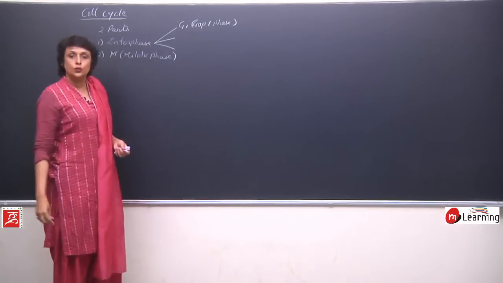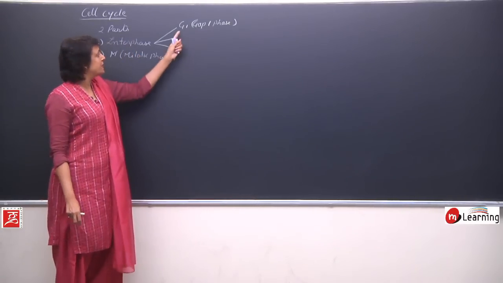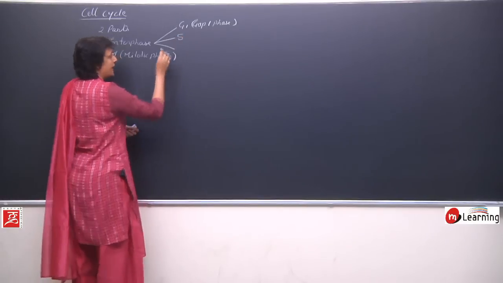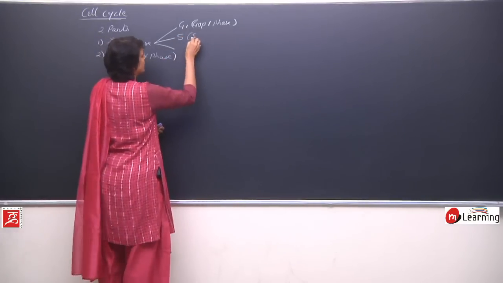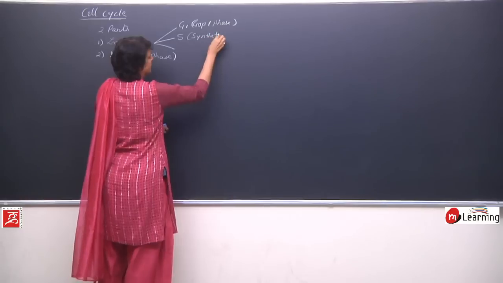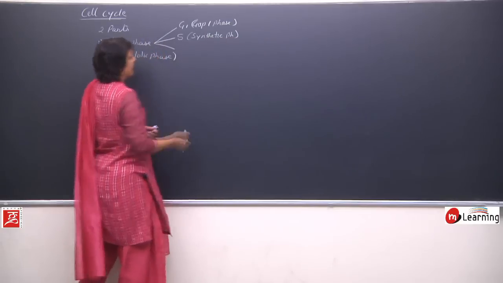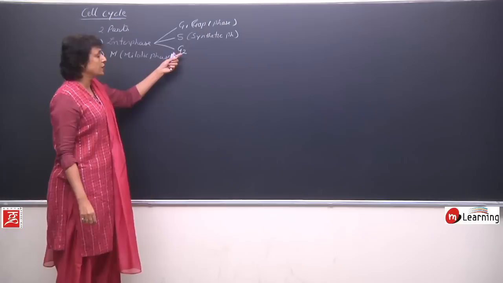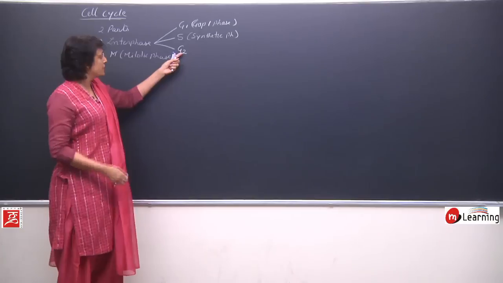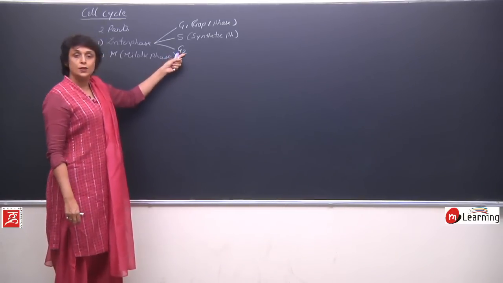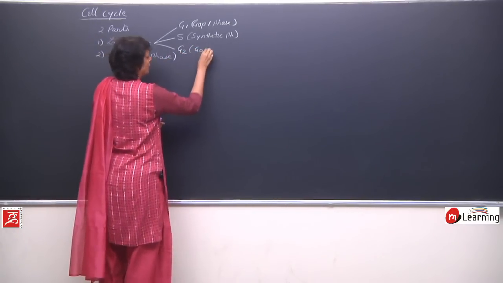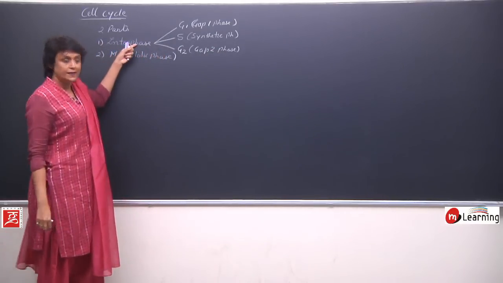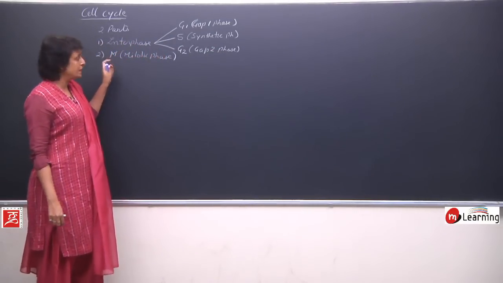Actually, during this phase growth takes place, so it is also known as a growth phase, but G does not stand for growth here, it stands for gap. The next subphase is known as S phase. S stands for synthesis or synthetic phase. And third subphase is G2, that is gap 2. Again, during this there would be some growth, accumulation of substances would take place, that we will see in a minute. So this is gap 2 phase. So there are three subphases in interphase, and this interphase would be followed by M phase or mitotic phase.